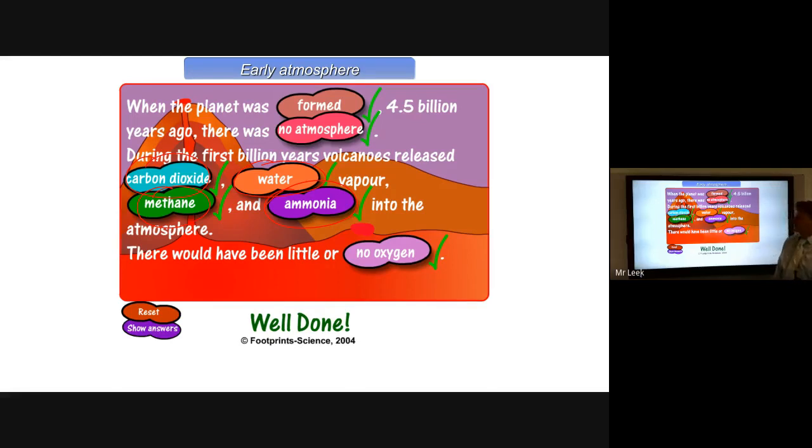For the first billion years, all those volcanoes, carbon dioxide pouring out. Water was pouring out. Methane was pouring out. And ammonia into the atmosphere. That was in the first billion years. All right, so that's a lot of years.